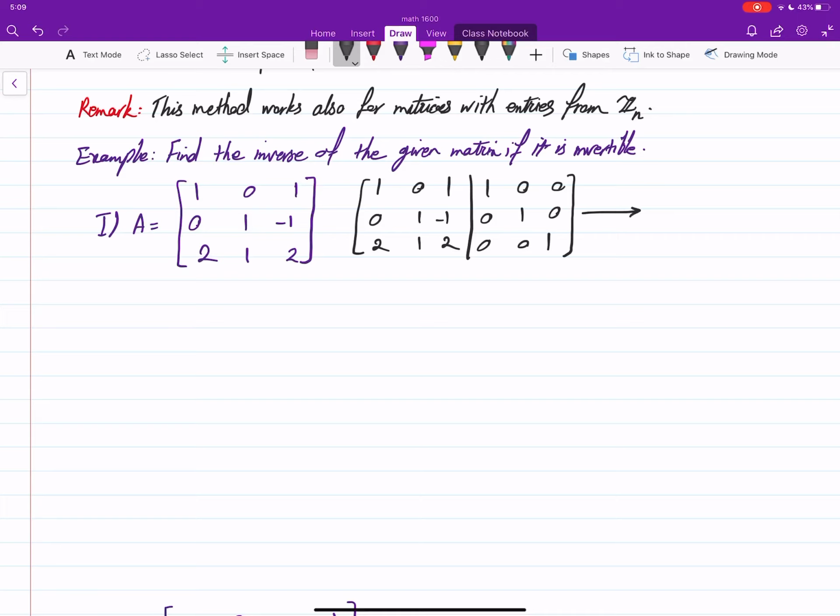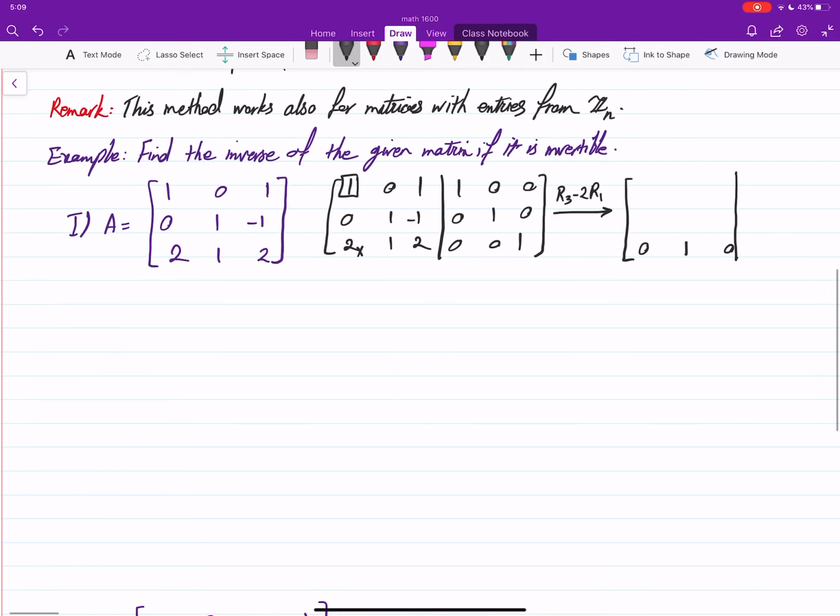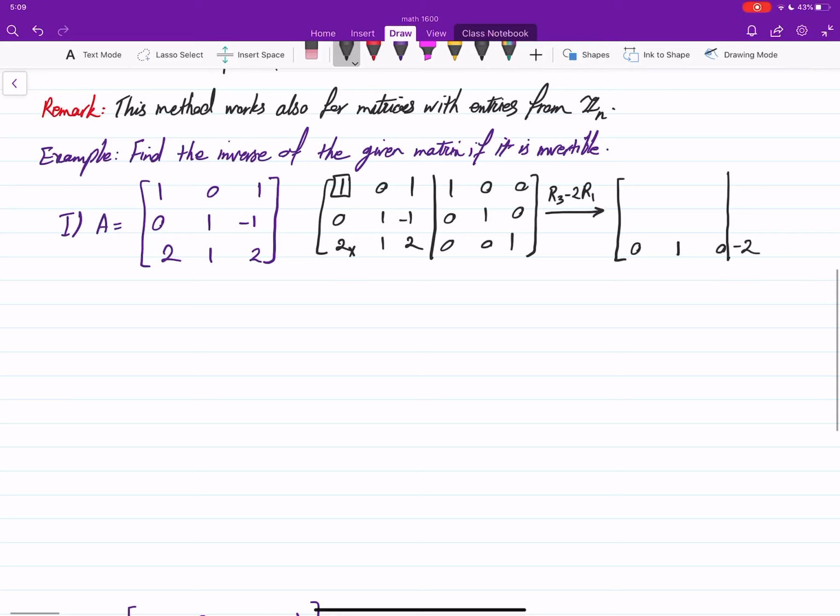Then, well, this is good. We have to kill that 2 there. So R3 minus 2 R1. This will give us 0, this will give us 1, this will give us 0, and this will give us negative 2, 0, 1. The rest stays the same.